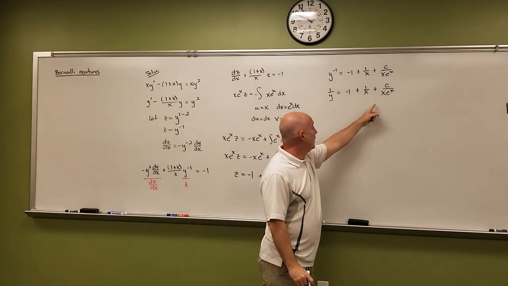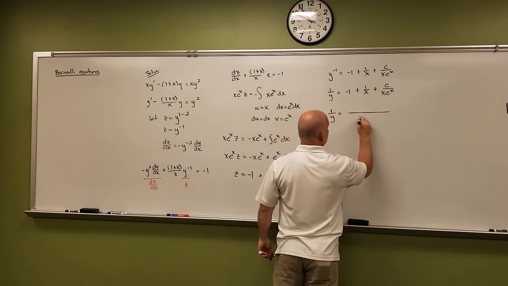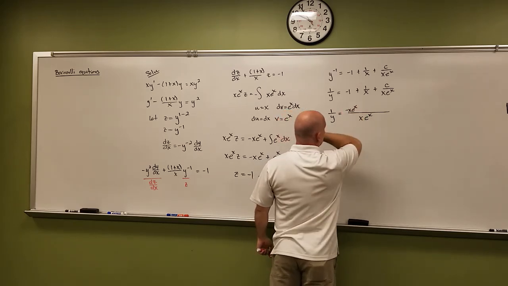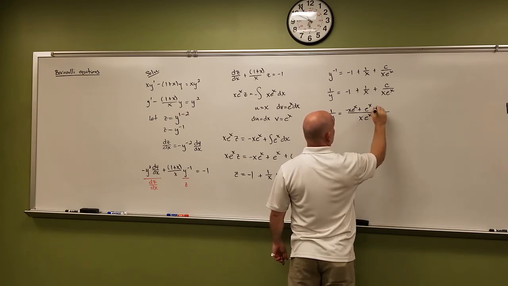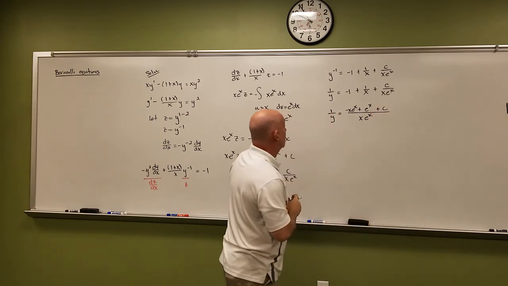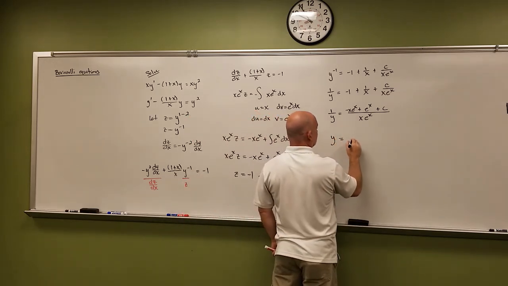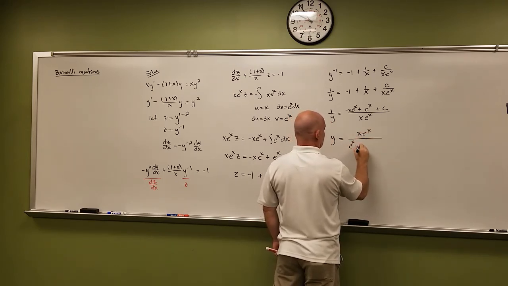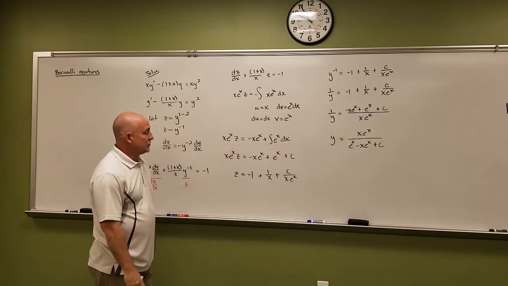So the best thing to do here is go ahead and get a common denominator and put that together as one fraction. So hopefully you can see the least common denominator is x e to the x. It would be negative x e to the x plus e to the x plus c. Okay, so now if we flip over both sides, we get y is equal to x e to the x over e to the x minus x e to the x plus c. All right, so there we go. There's the solution to that differential equation.